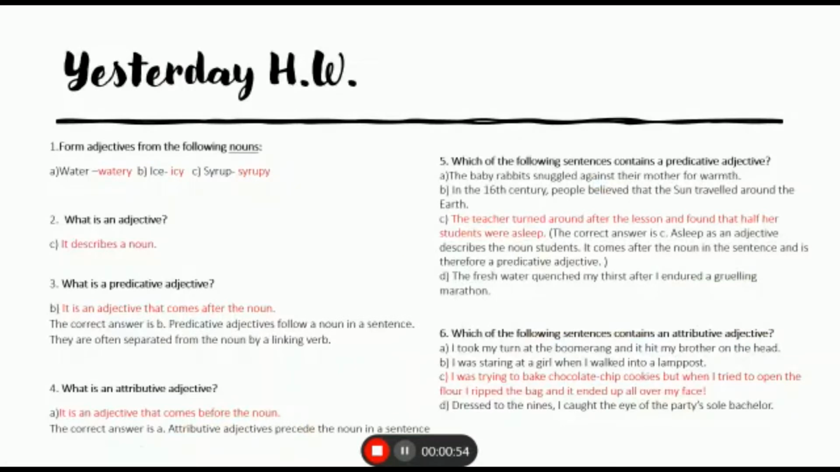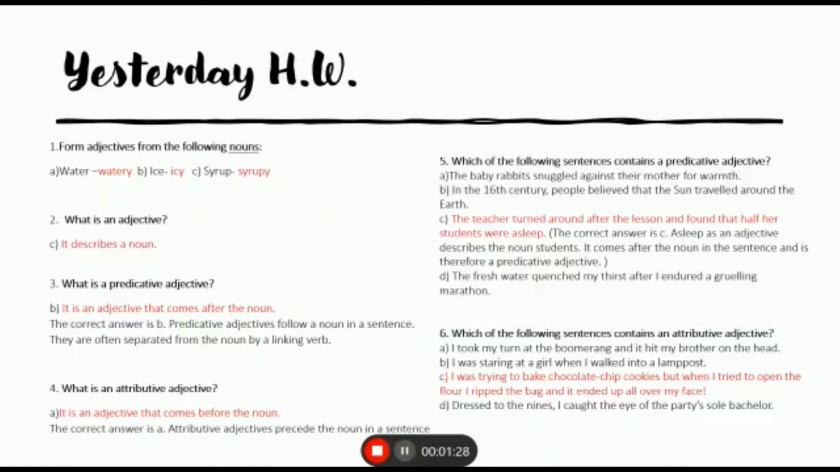The first question asks you to convert certain noun words into adjective. So water becomes watery, ice becomes icy, and syrup becomes syrupy. The second question asks what is an adjective, and 4 options were given. Option number C, it describes a noun, is the correct one. Third question asks you what is a predicative adjective. 4 options were given, out of which option B says it is an adjective that comes after the noun.